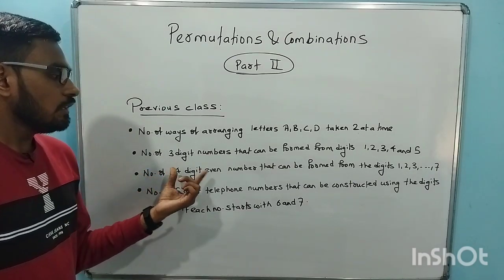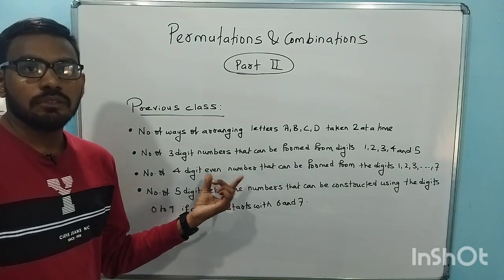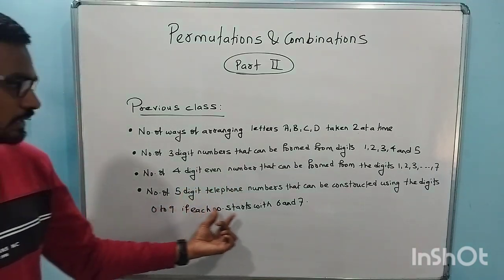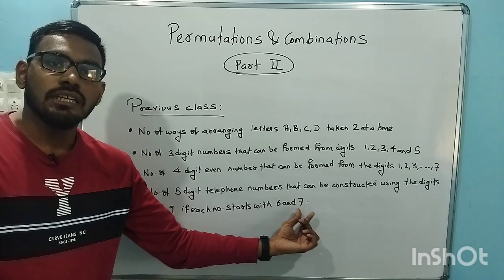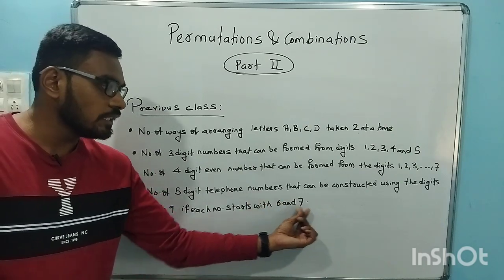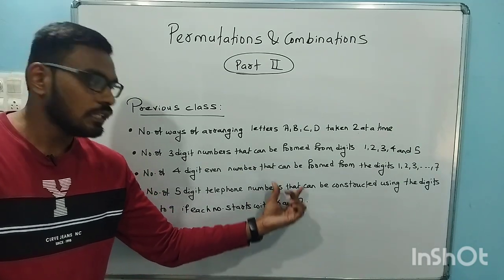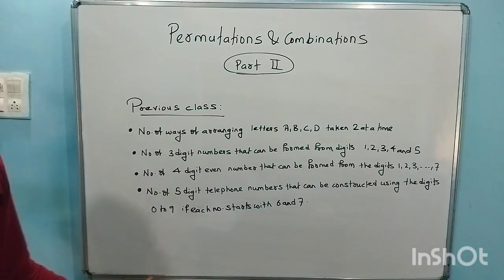For example, what if the numbers are even? Then what to do? Or what if each number starts with 6, 7, like this? Each number starts with specific numbers, a specific type of numbers, then what to do? Such problems we saw.